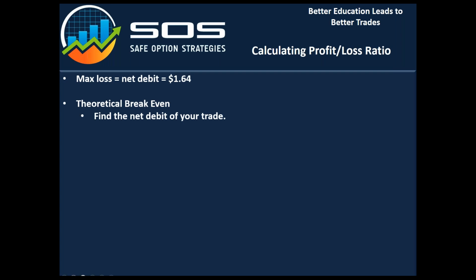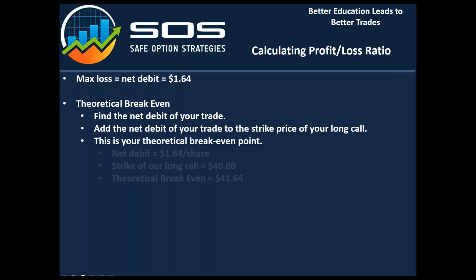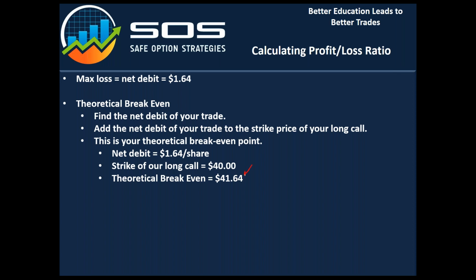To figure out your theoretical break even, take the debit of your trade and add that to the strike price of your long call. That's your theoretical break even point. Think about it this way: if it's going to cost us $1.64 per share to be in this trade and our long call is at a $40 strike, once the stock has gone up to $41.64, we can no longer lose money in that trade.